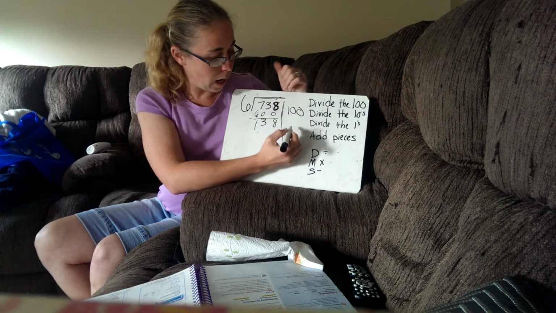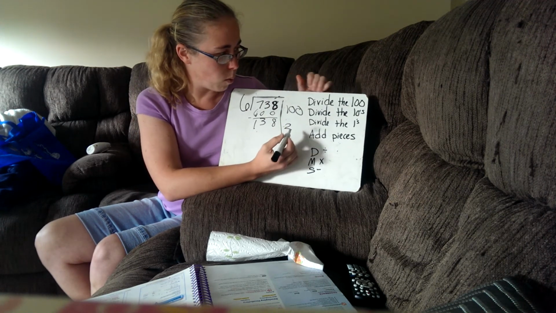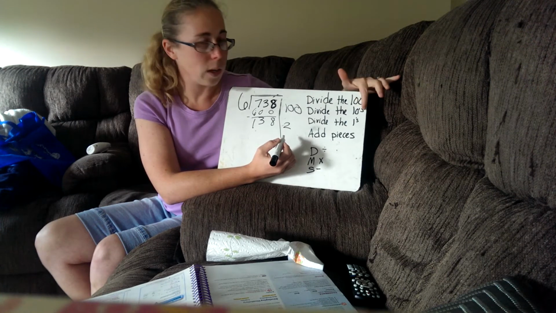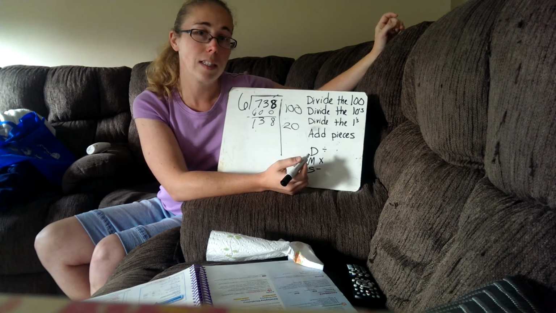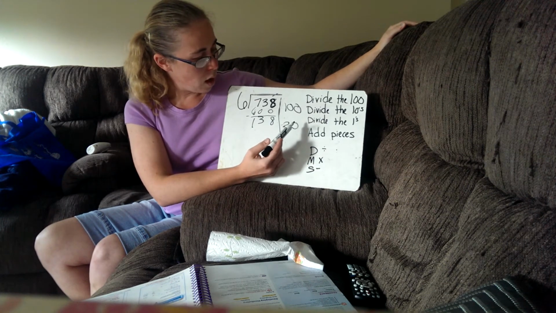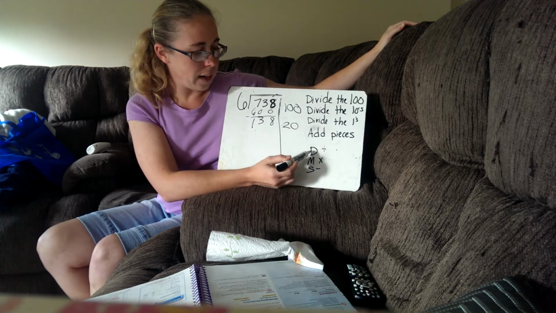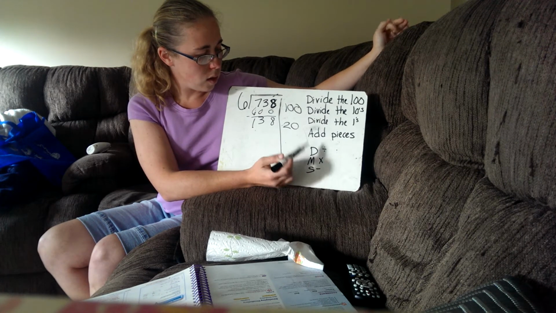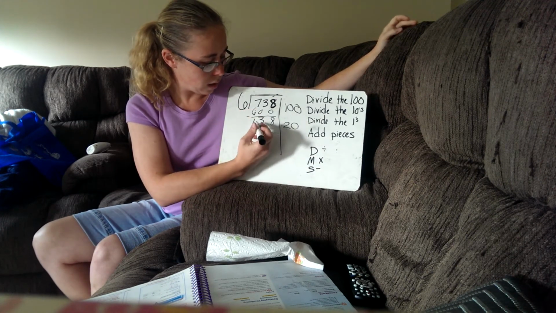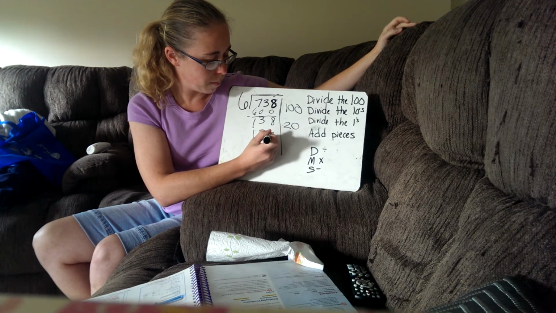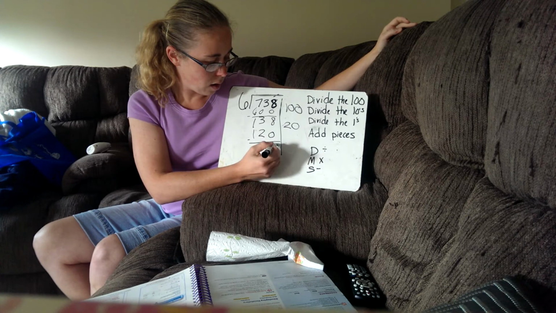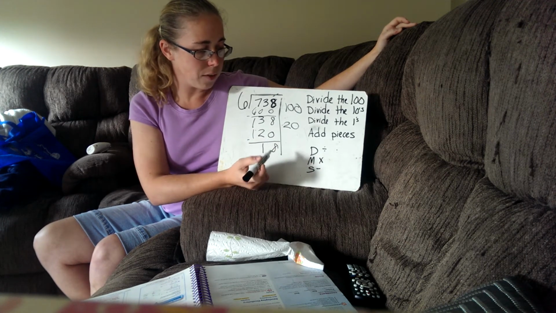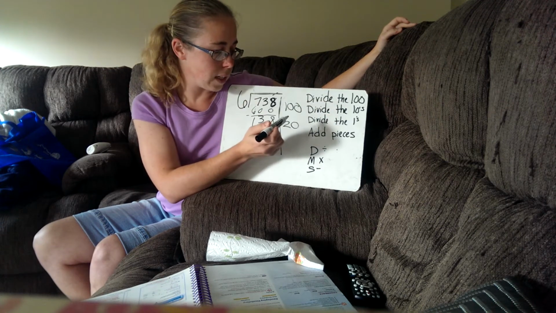Well, about 2 times. But it's not just 2, because remember, first we work in the hundreds column, now we're working in the tens column. So it can go in about 20 times because we're working in the tens column. So we divided, now let's multiply. 20 times 6 would equal 120. Now we subtract. We have 18 left.